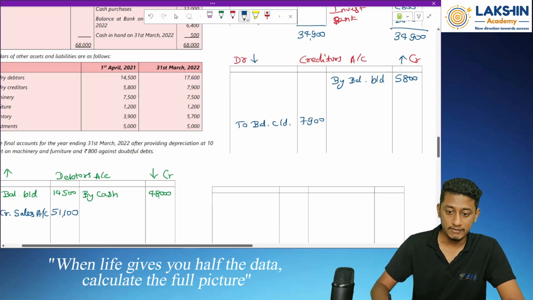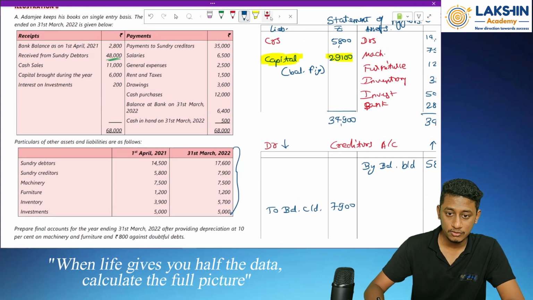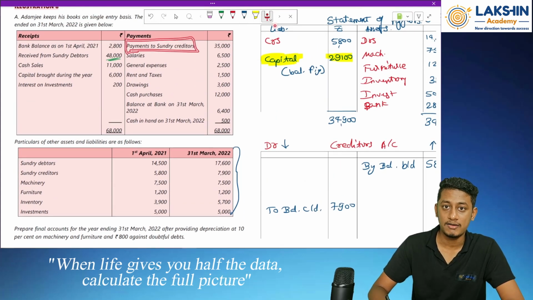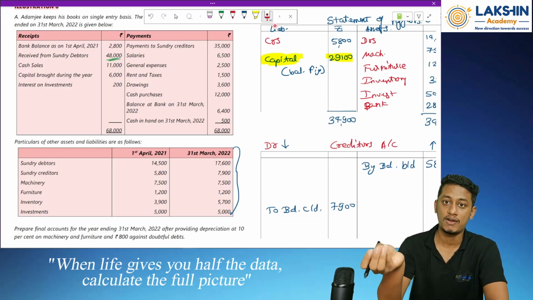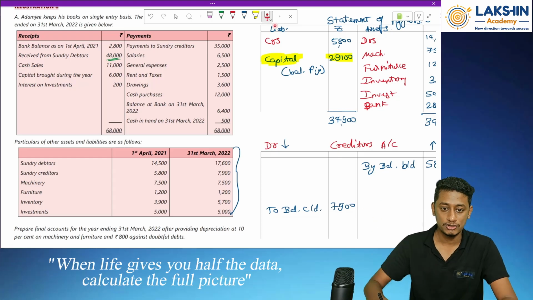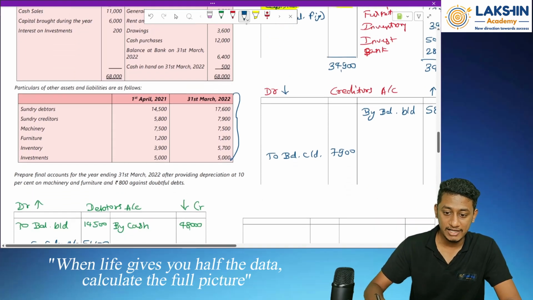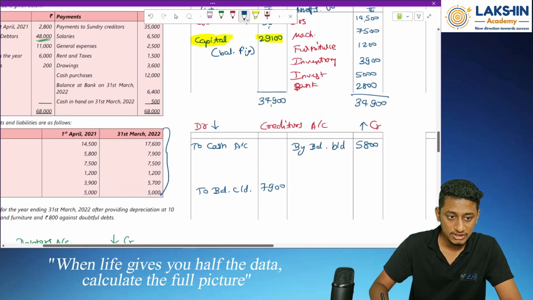Then what else is given regarding creditors? Here nothing is given. Then going ahead, in this part what is given? Payment to sundry creditors, the amount that I have paid to sundry creditors. Whenever I pay an amount to sundry creditors, the value of sundry creditors will reduce because I have to pay less tomorrow. So where will the entry come up? Because I have to reduce it, the entry will be on this side. So to cash or bank account, how much is the value?